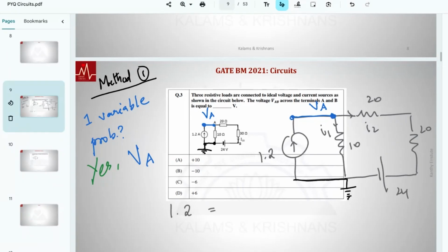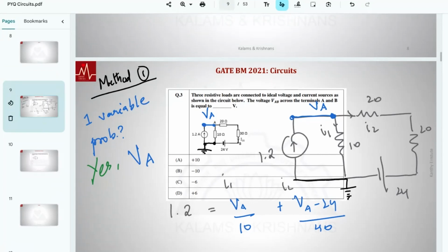You don't have to write it I1, but this is essentially VA by 10 plus I2. It happens to be VA minus 24 by 40. To be consistent, this is VA by 10. What I have here is I1 and I2. VA is the only unknown. You can solve one equation, one unknown, you can solve for it.